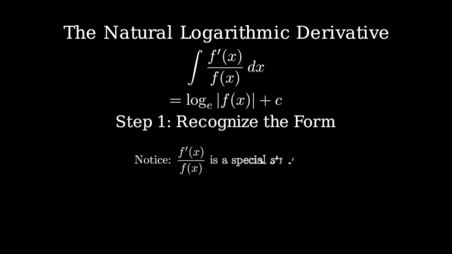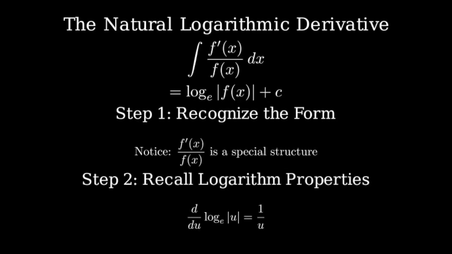First, let's recognize the form of this integral. Notice that the integrand has a very special structure. It's the derivative of a function divided by the function itself. Step 2. Let's recall a key fact about logarithms. The derivative of the natural log of the absolute value of u with respect to u is 1 over u.